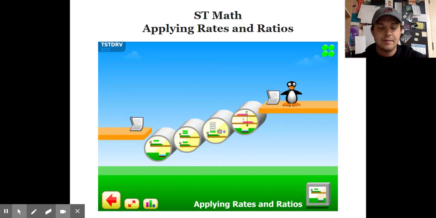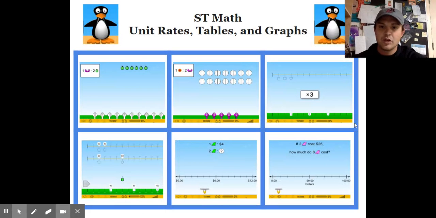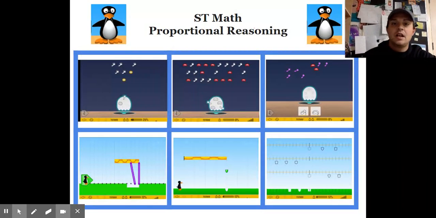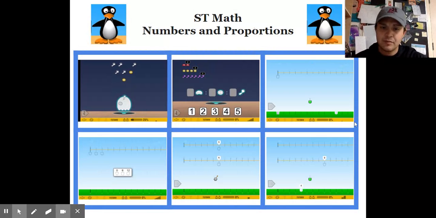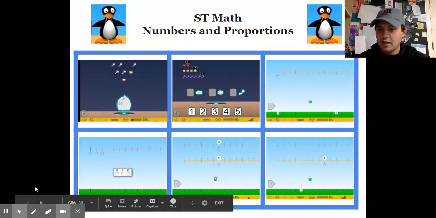Like I said, ST Math has some skills about applying rates and ratios. This little wormy. There's also tables and graphs and these little plants. Proportional reasoning is kind of the same thing. There's these ghost aliens. How many mouths and arms do they have? Numbers and proportions, very similar. And that is what we have for our bonus. But if you find something else that you think is awesome, send it to me and I'll put it on the slides.